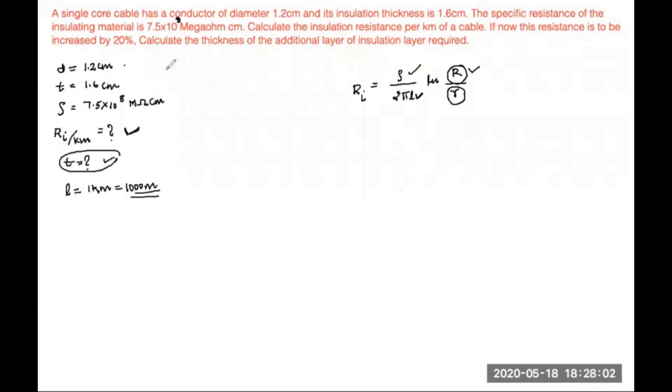I want to express this in terms of radius. So r is equal to D by 2. Now what is the diameter? 1.2 divided by 2 is equal to 0.6 centimeter. This smaller r is the radius of the conductor. Now capital R. What is capital R, students?